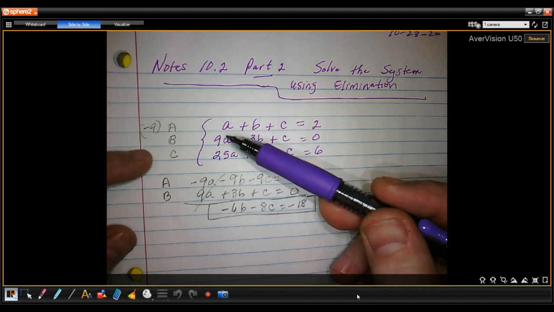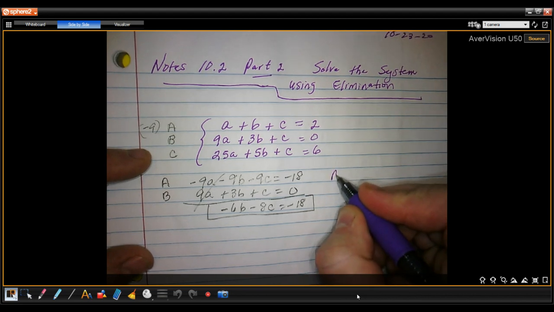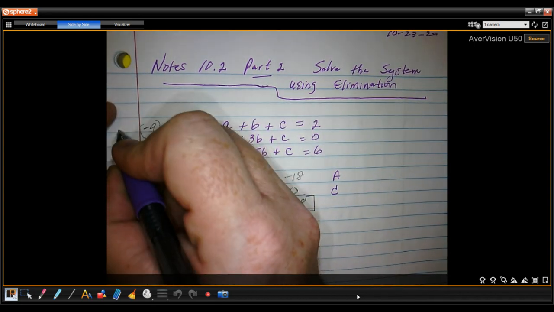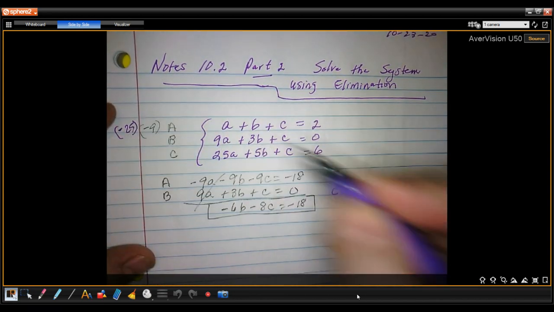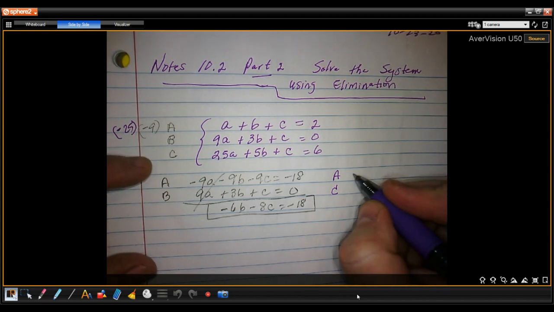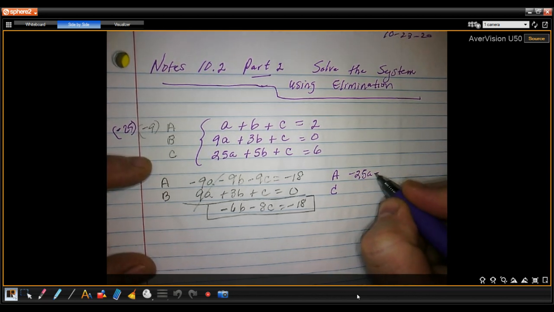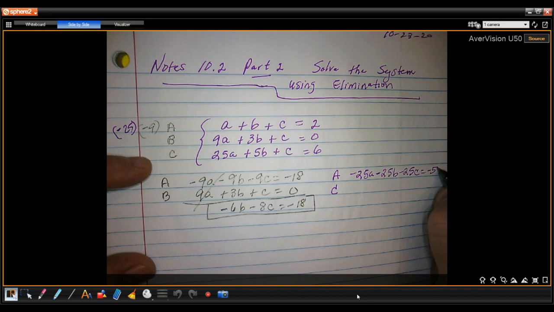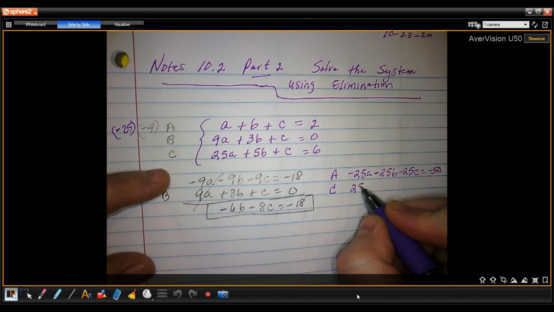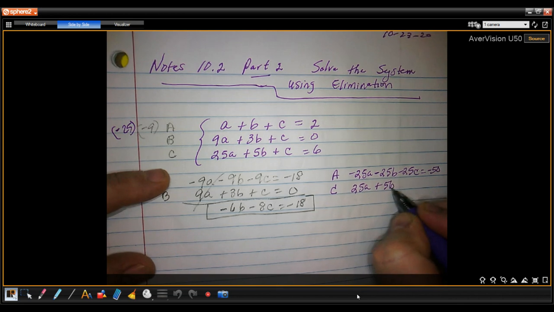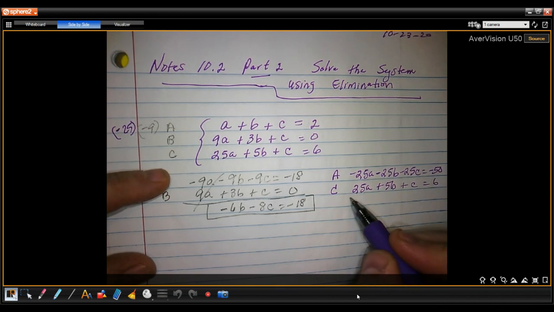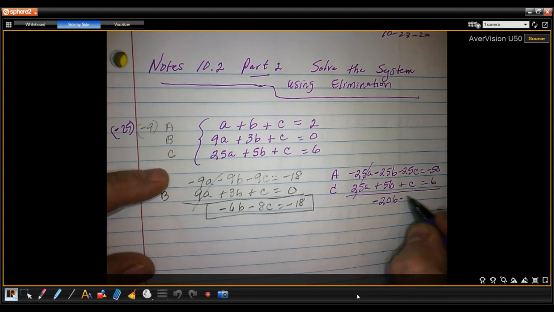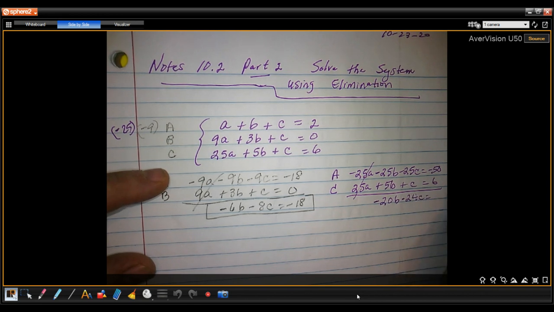So now I'm going to pick A and C because that A has a 1 on it. Well, C has a 25, so I'm going to multiply A by negative 25. So I had to change row A again. I get negative 25A minus 25B minus 25C equals negative 50. Then I'm going to rewrite row C, then add down. A is crossed out. You're left with negative 20B minus 24C equals negative 44.